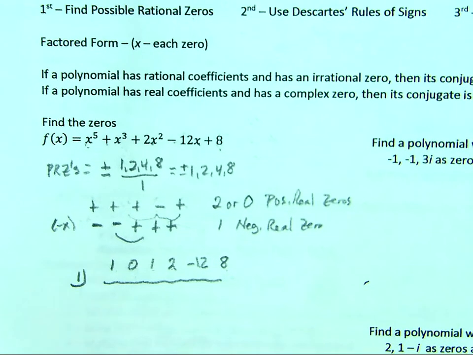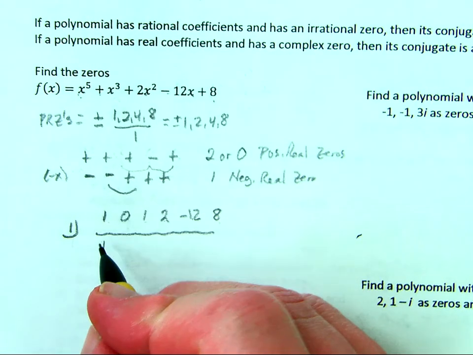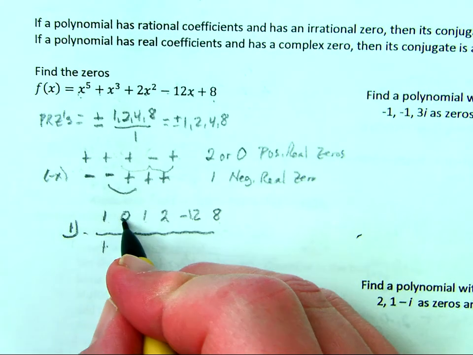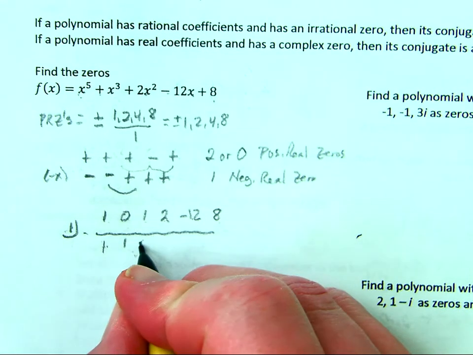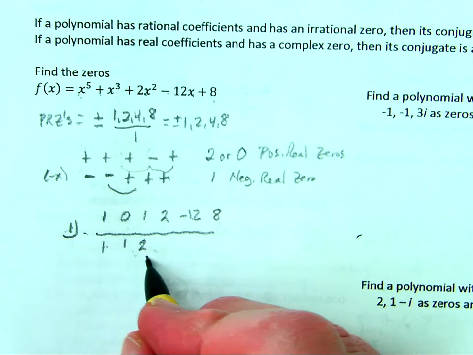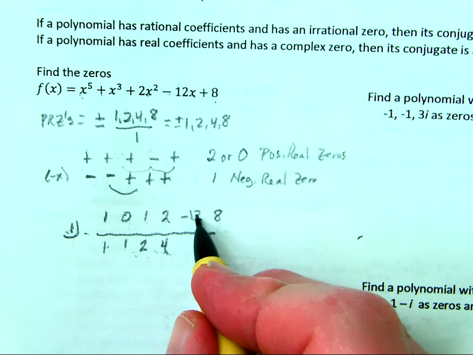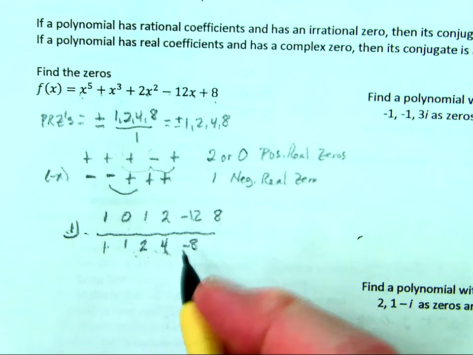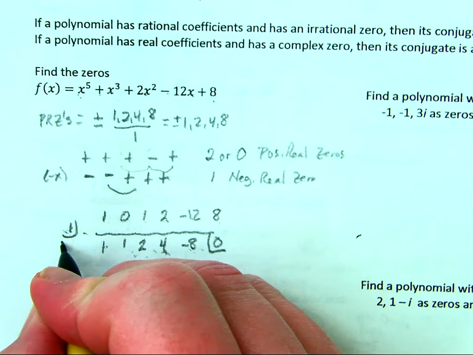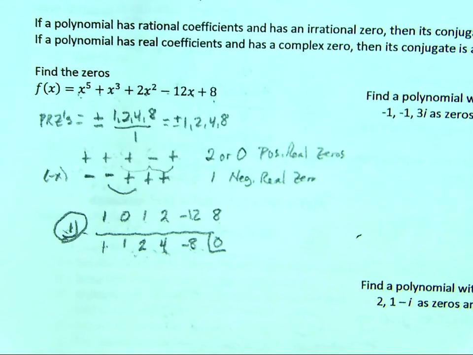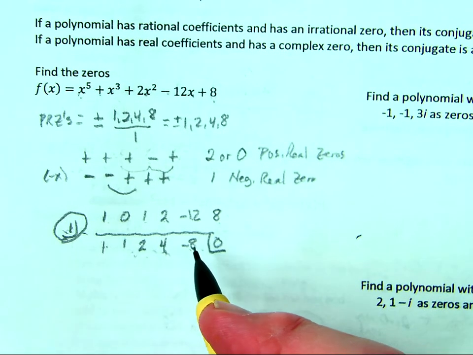So if I do synthetic division with 1, we bring down the 1 all the way down, then we multiply and add. 1 times 1 is 1, plus 0 is 1. 1 times 1 is 1, plus 1 is 2. 2 times 1 is 2, plus 2 is 4. 4 times 1 is 4, plus a negative 12 is negative 8. Negative 8 times 1 is negative 8, plus 8 is 0. So 1 worked just like we knew it would. But now we've gone from 6 coefficients to 5. Remember, we're trying to get to 3.